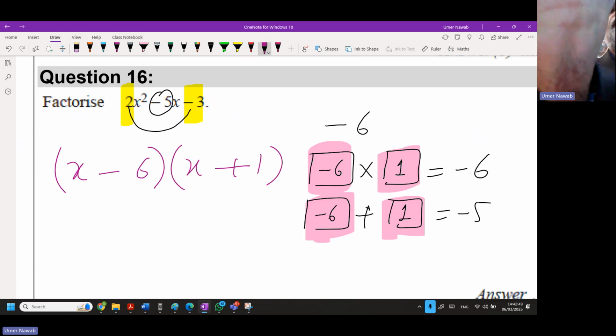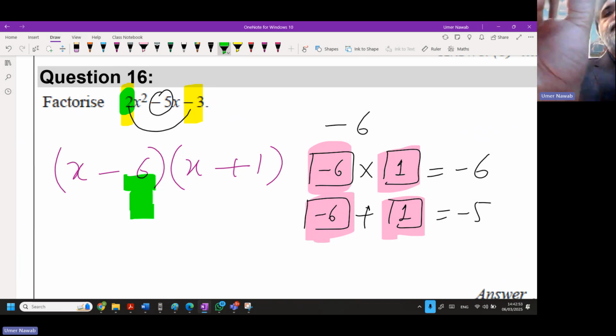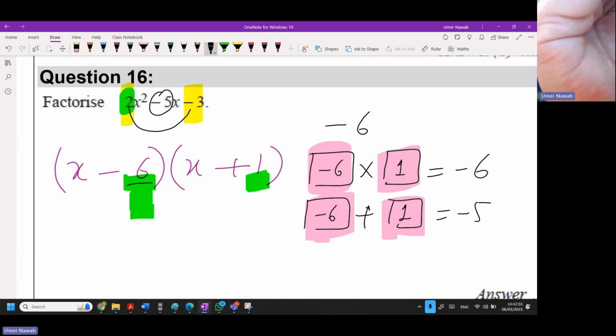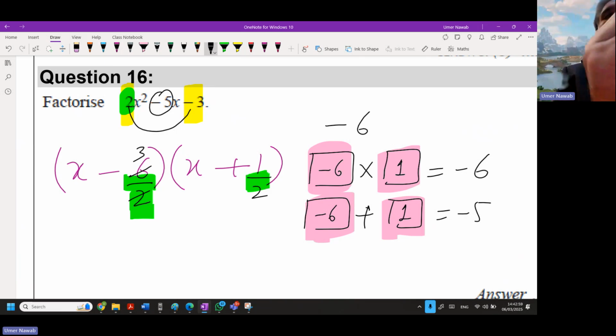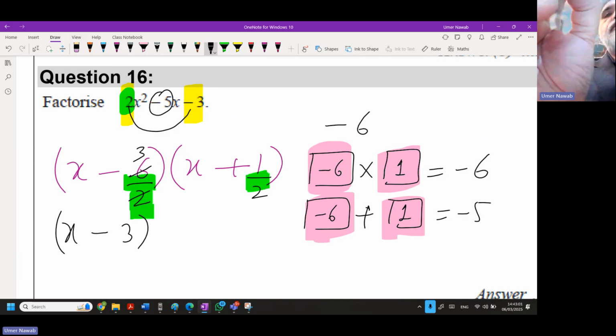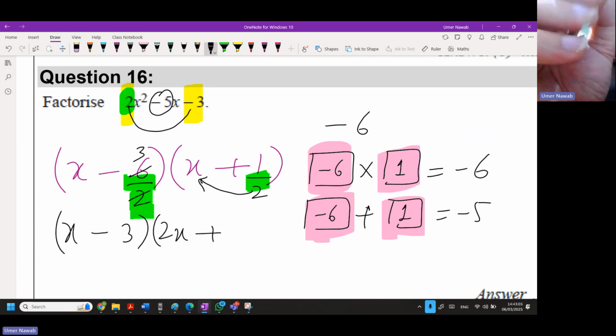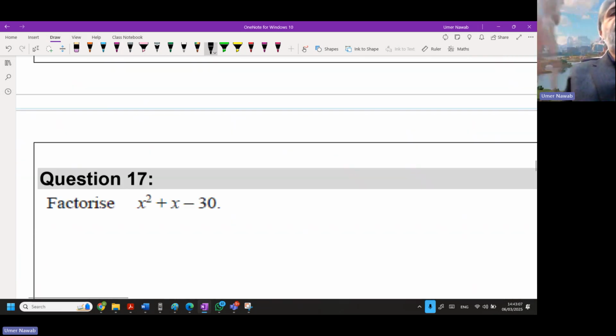But Mr. Umar, there is a number here, 2. So I need to divide it by 2. Okay, so divided by 2, divided by 2. 2 cancels with 6, it leaves behind 3. So I'm going to copy it directly, x minus 3. But here 1 over 2, so this 2 multiplies here. So 2x plus 1 is the factorization for this case.